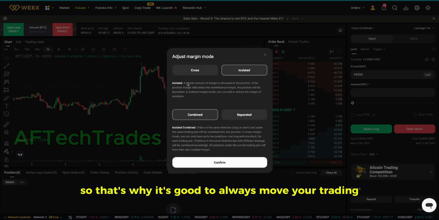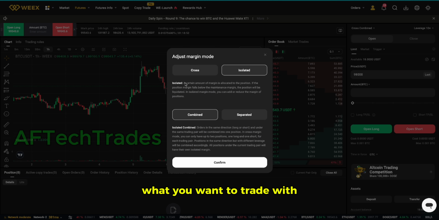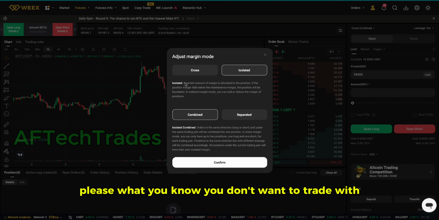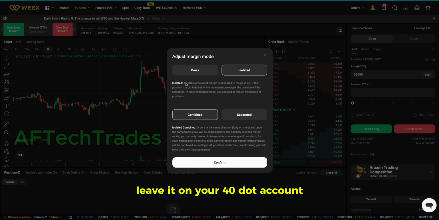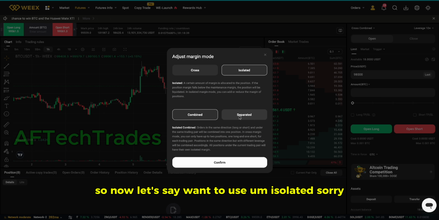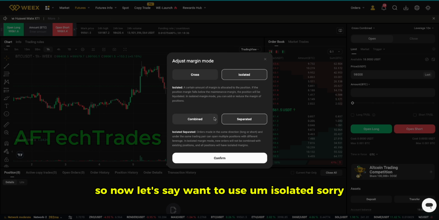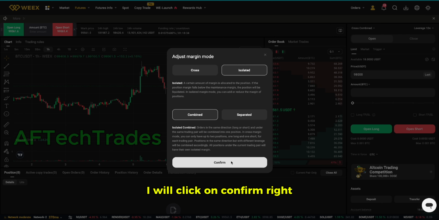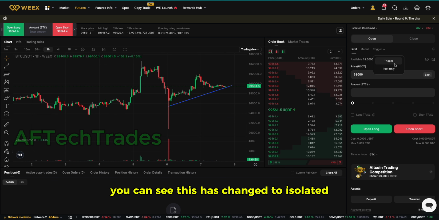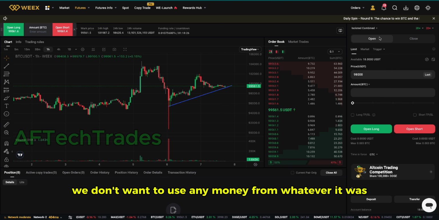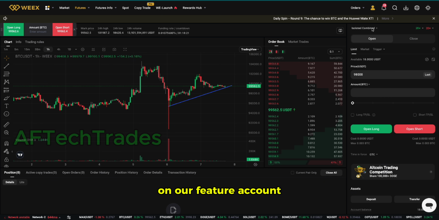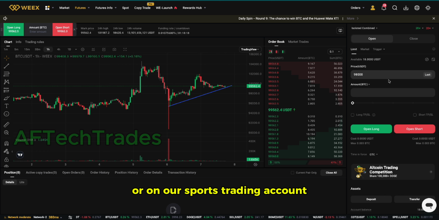So that's why it's good to always move what you want to trade with to your spot trading wallet or futures trading wallet. Please, what you don't want to trade with, leave it on your funded account. I hope you get it. So now let's say we want to use isolated. I will click on confirm. Once you click on confirm, you can see this has changed to isolated, meaning we don't want to use any money from other places. We just want to use the money in our futures account or our spot trading account.